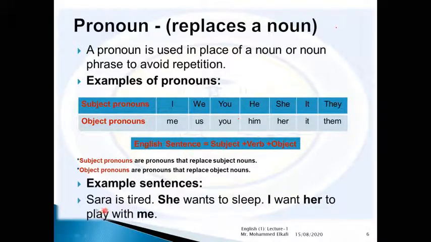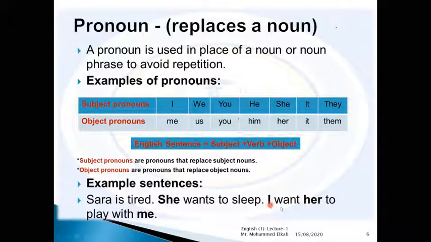Okay, here, Sarah is tired. Instead of saying Sarah wants to sleep, here we can say she. Instead of saying Sarah again, to avoid repetition, we said here she, and she here refers to Sarah. She wants to sleep because she's tired. Okay.